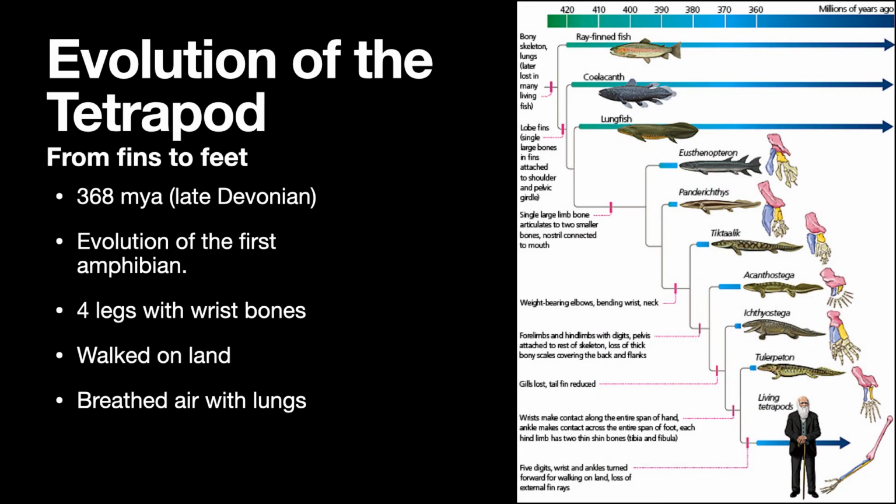So let's fast forward a lot and jump all the way into the late Devonian. So 368 million years ago, the evolution of the tetrapod. Now, tetrapod means like 4 pods, so 4 appendages. Did you ever wonder why animals and reptiles and heck, birds and amphibians, why we all have 4 appendages for the most part? It dates all the way back to the fish.